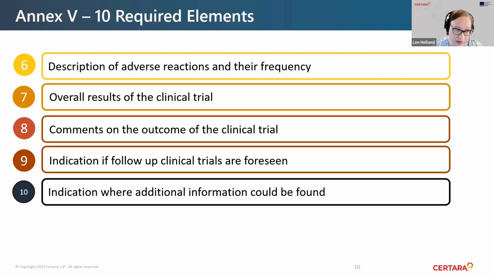Next, we have to be sure that we're reporting the overall results of the clinical trial and comments on the outcome. Now, here it's very important to understand that these documents cannot be promotional. So you have to be very careful as you're writing up the results and communicating comments on the outcome that these are not promotional in any way. Also have to let the general public know if there's going to be any follow-up studies with this particular study drug, and also where you can find additional information about the clinical trial. So that's just a really quick overview of what these documents must contain.